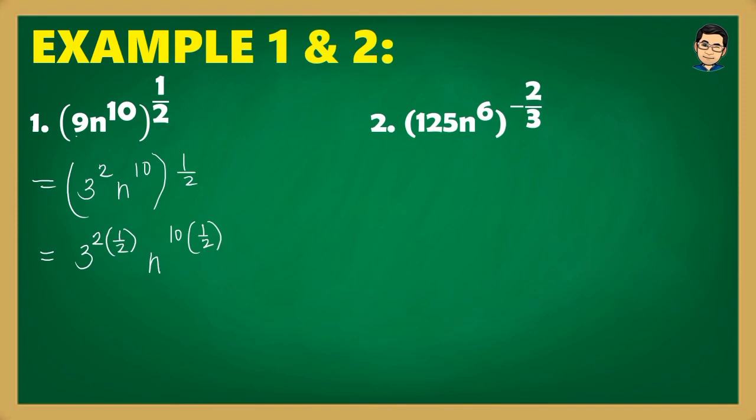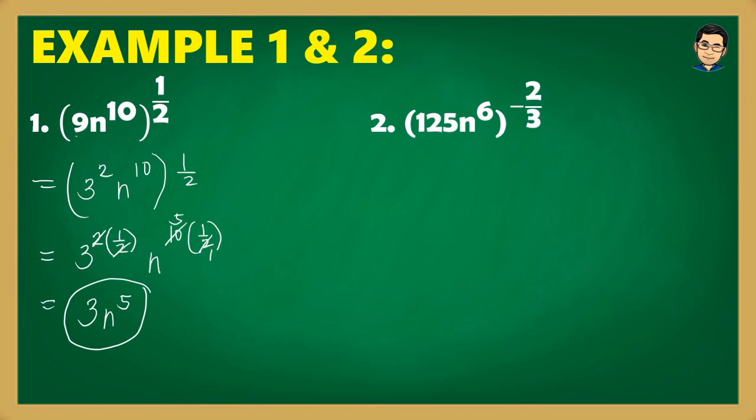Ayan. And then, dito muna tayo sa 3 raised to 2 times 1/2. Ayan. Makakancel yung 3, yung 2. And then, matitira na lang is 1. So, ang sagot lang natin dito is 3. And then, n. Tapos, 10 times 1/2. So, 10, makakancel, magiging 5. And then, yung 2, magiging 1. And then, 5 times 1, that is 5. So, matitira po is 5. So, ibig sabihin, ang final answer natin is 3n raised to the 5th power na nakasimplify na.